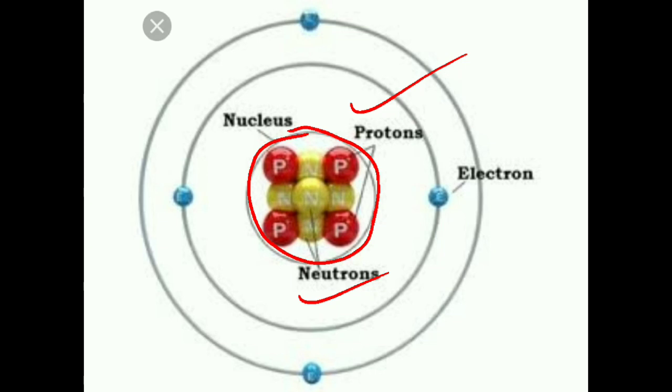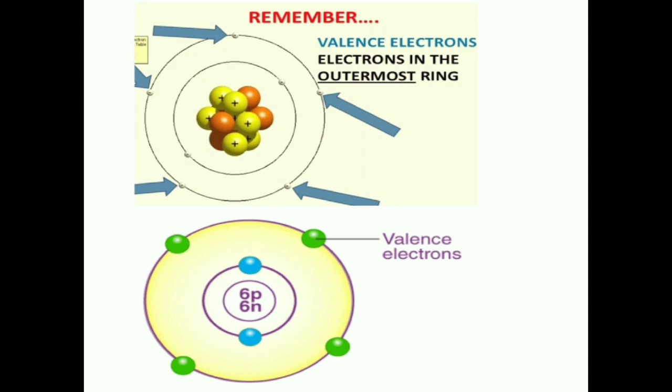Around the nucleus are circular paths. We call them electron shells or energy levels. In these electron shells are revolving, negatively charged particles called electrons. An atom may have a single shell or more than one shell. But the number of electrons present in the outermost shell are known as valence electrons. For example, here in this image, we have 4 electrons in the outermost shell.